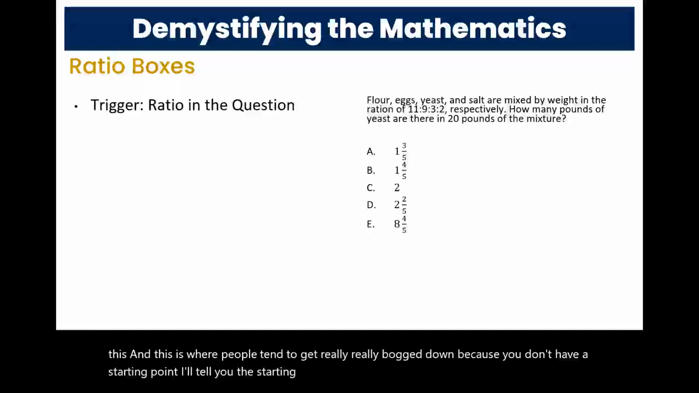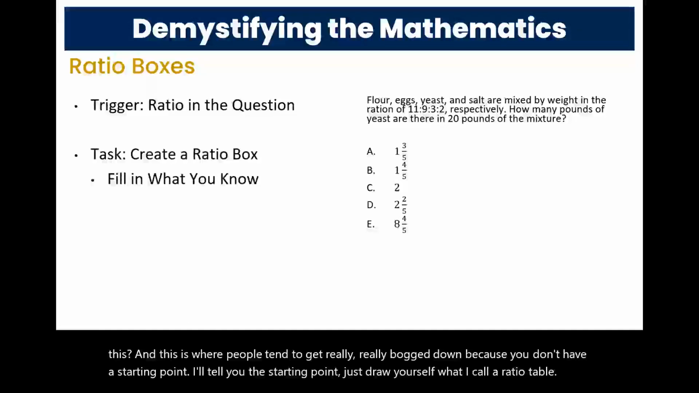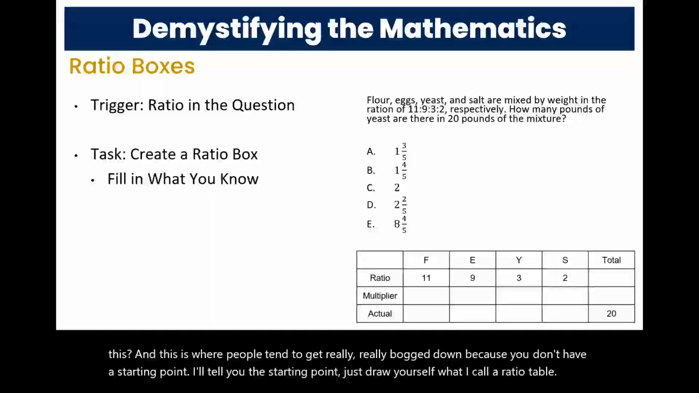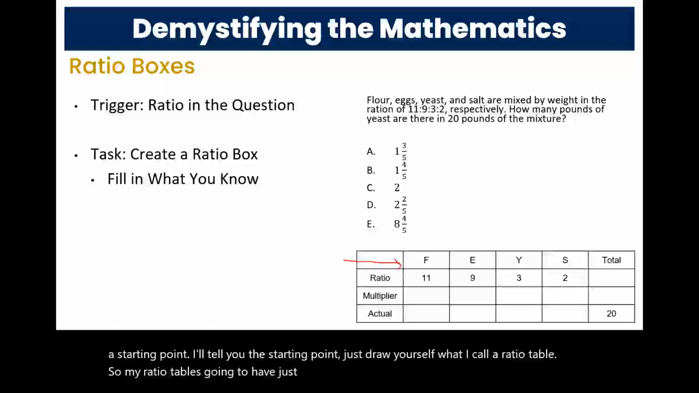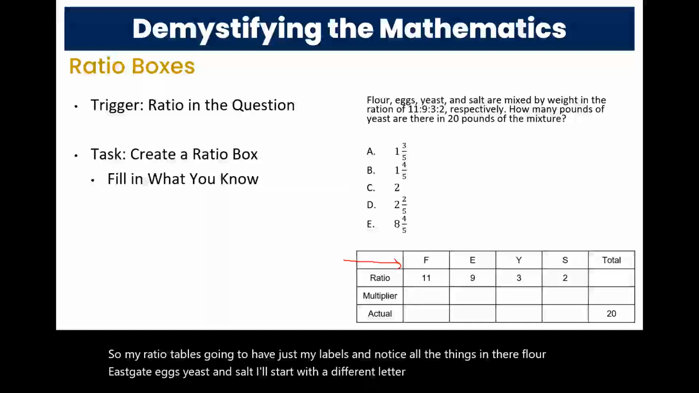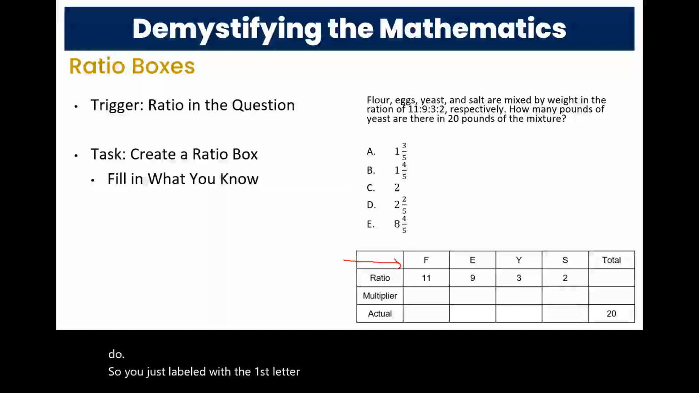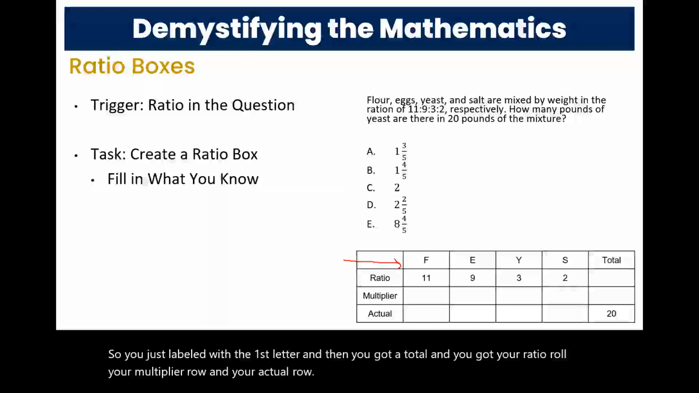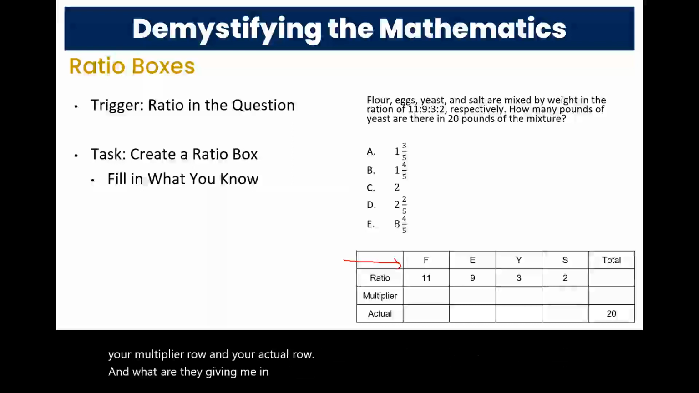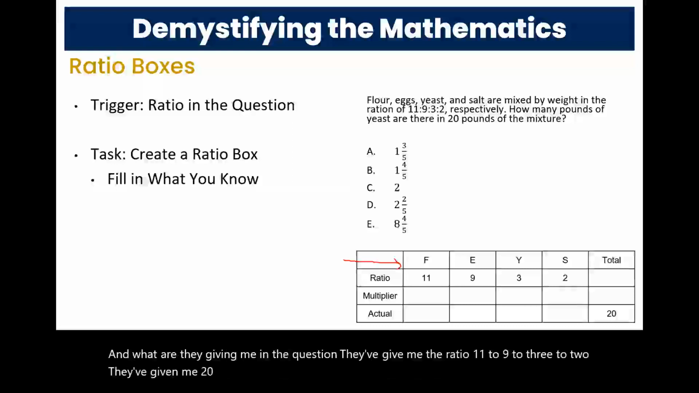Just draw yourself what I call a ratio table. So my ratio table is going to have just my labels. And notice all the things in there: flour, yeast, eggs, and salt, all start with a different letter. That's pretty normal for them to do. So you can just label them with the first letter, and then you got a total. And you got your ratio row, your multiplier row, and your actual row. And what are they giving me in the question? Well, they've given me the ratio 11 to 9 to 3 to 2. They've given me 20 pounds of the mixture total.